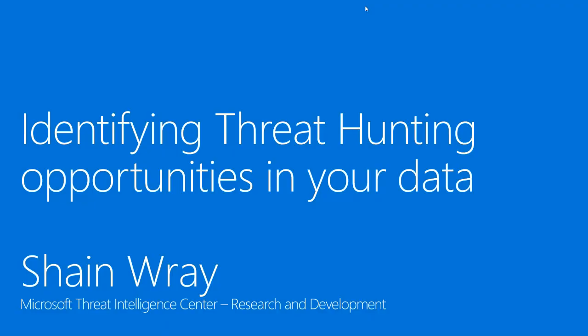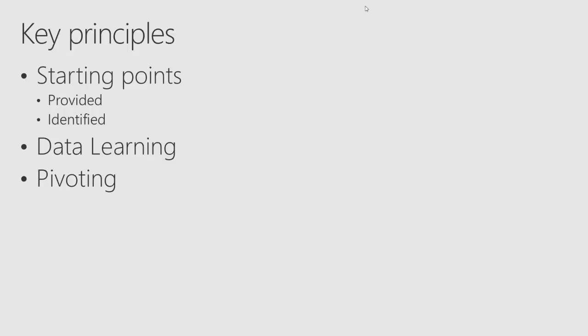A couple of key principles that I'll cover in here. When we're threat hunting, there's generally several starting points. A lot of times they're related to things that are provided to you, and there are also ones that you identify yourselves. Additionally, you've got to learn the data, your own data, and over time you learn more and more about it. What's cool about my job is I get to work with all different types of data on different customers, so it's always a new learning, because you have to learn that data over again.